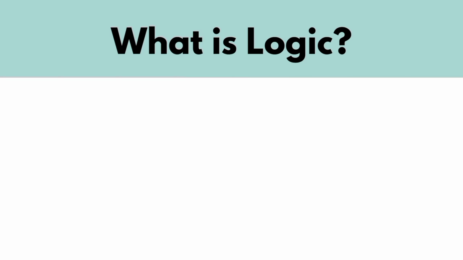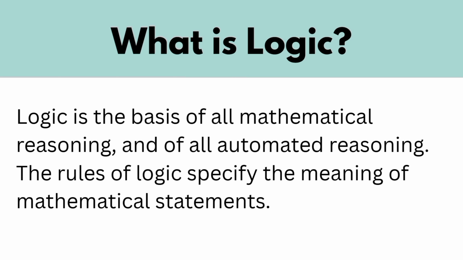What is logic? Logic is the basis of all mathematical reasoning and of all automated reasoning. The rules of logic specify the meaning of mathematical statements. Logic is the foundation of all mathematical reasoning. It gives us rules to interpret statements and check if arguments are valid. We use these logical rules everywhere, from math proofs to computer programs to circuits, helping us understand and solve problems clearly.